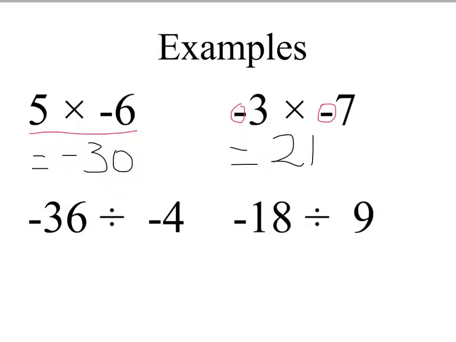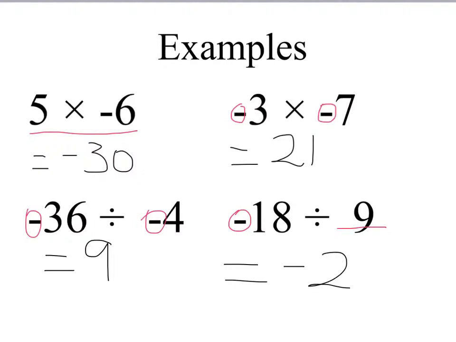This example down here, negative 36 divided by negative 4. My signs are the same, so my answer is going to be a positive. So I look at it as positive 36 divided by positive 4, which becomes 9. My very last example, negative 18 divided by 9. I've got a negative and a positive, so my answer is going to be a negative. Negative 18 divided by 9 becomes negative 2.